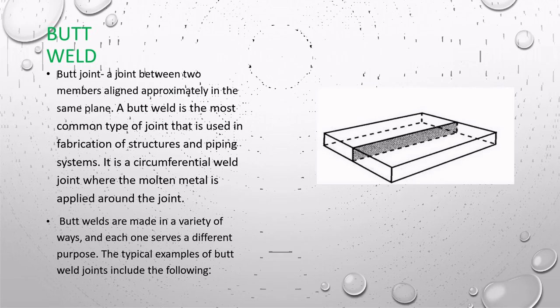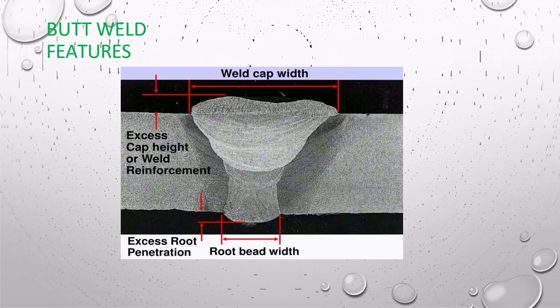It is a circumferential weld joint where the molten metal is applied around the joint. Butt welds are made in a variety of ways and each one serves a different purpose. The typical example of butt weld joints include the following. So, as you can see here, this is feature for the butt weld: weld cap width, excess cap height or weld reinforcement, excessive root penetration, and root bead width.